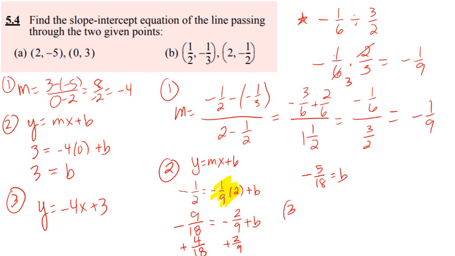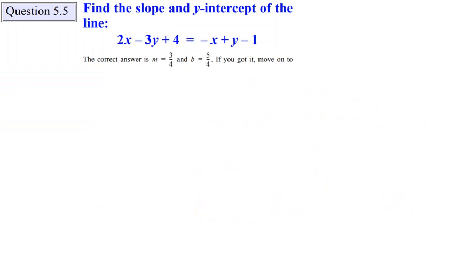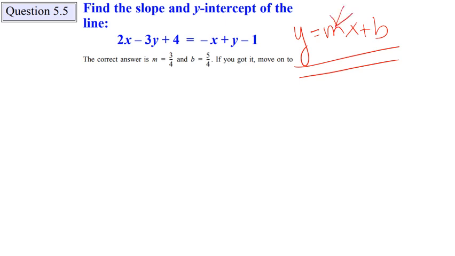Okay, so last step is to put everything together. So y equals negative 1/9 x minus 5/18. Okay, so the next lesson says find the slope and y-intercept of the line. So our goal is to solve for y, because once we do, we can get it into this form and then easily fish out what the slope is and the y-intercept. So we've done this before.